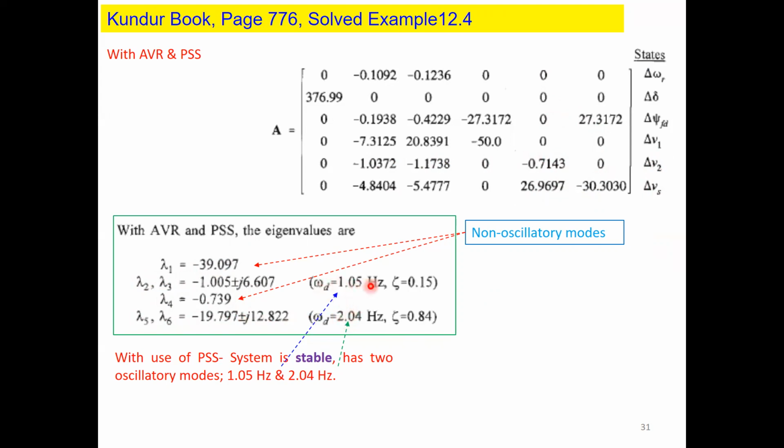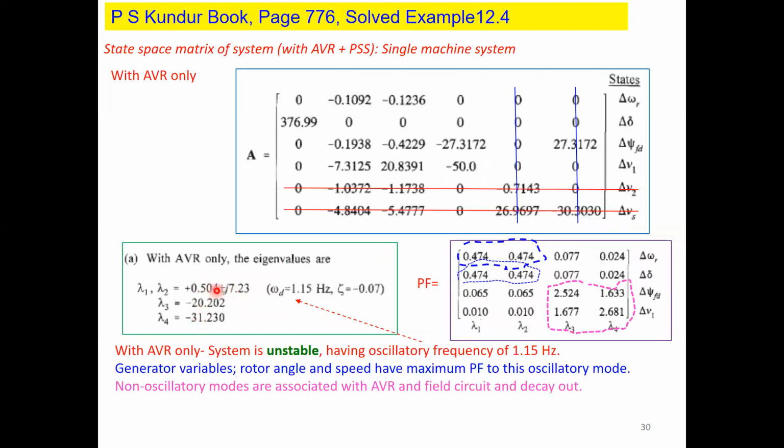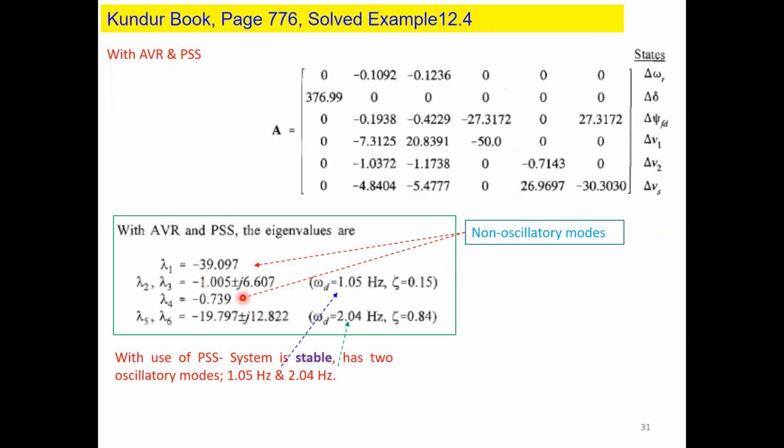And when you look at their oscillating frequency value, one has a 0.15 damping ratio, another has 0.84. And you can see that all the eigenvalues are placed on the left hand side. So with the use of PSS, the response is stable. But you find that there are two oscillatory modes. In the previous case, there was only one oscillatory mode, right? But now you have two, one corresponding to this frequency, another corresponding to this frequency. But here the damping ratio is very high.